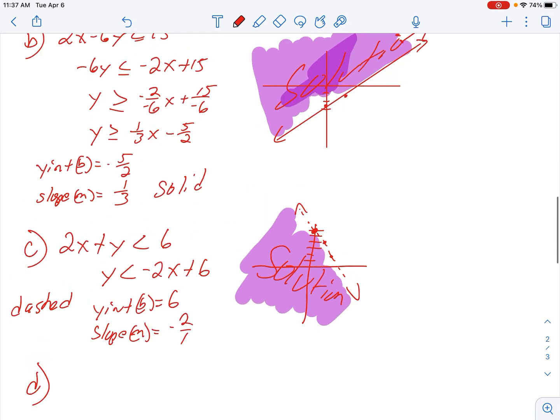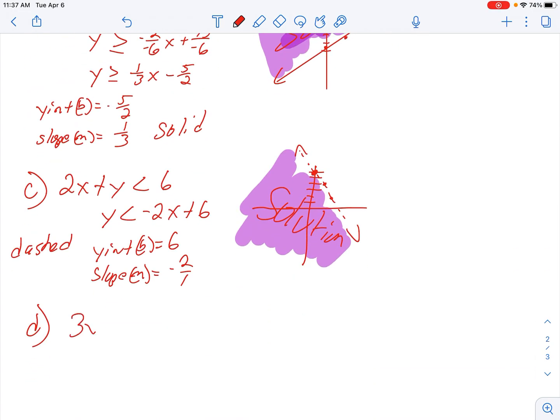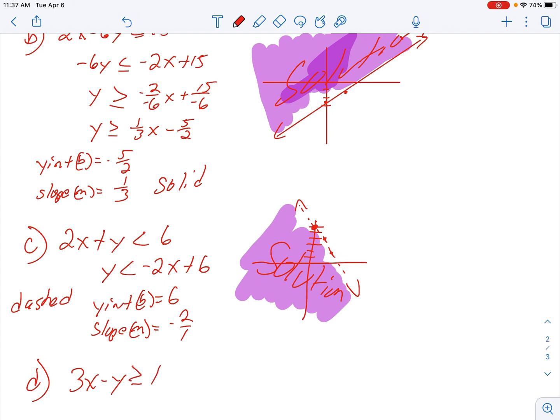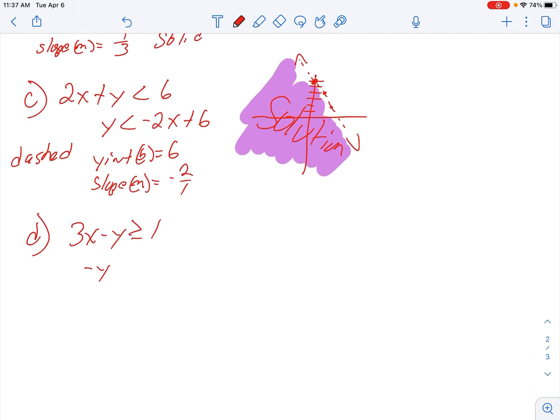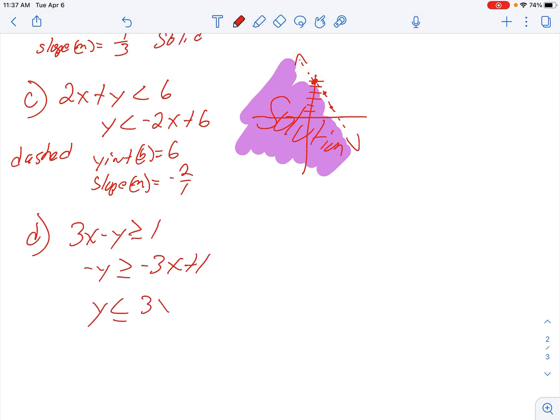And last one, letter D. 3x minus y is greater than or equal to 1. It's going to be a solid line. Divide by negative 1. And I'm going to flip it because I'm dividing by a negative. Now it's going to be a solid line. The y-intercept is at negative 1. And the slope is 3/1.